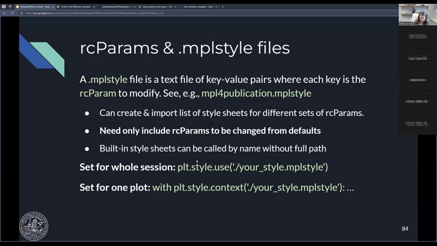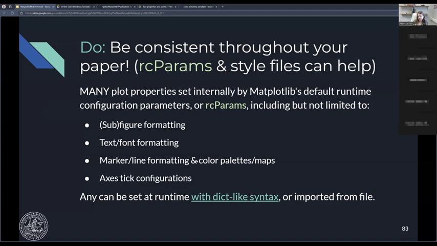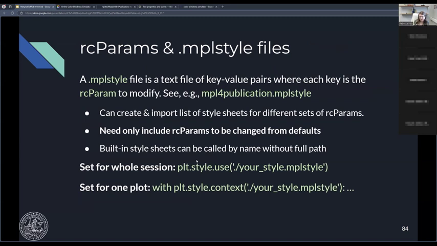You can control axis tick configuration, so like whether they point in or out. Any and all of these can be set at runtime with dict-like syntax, or you can import them from files so that you can make sure that you're consistent across multiple papers. And you don't even have to think about it anymore. So one way you can do that is with MPL style files. And I have an example. I haven't asked you to do any examples with this, but I have an example MPL style file that you can tinker with in the GitHub repository.